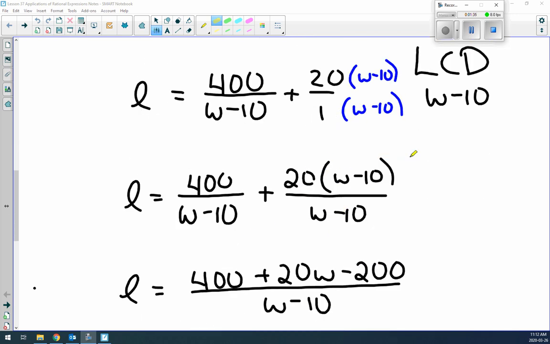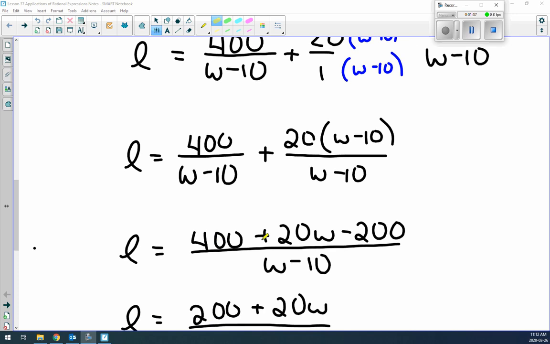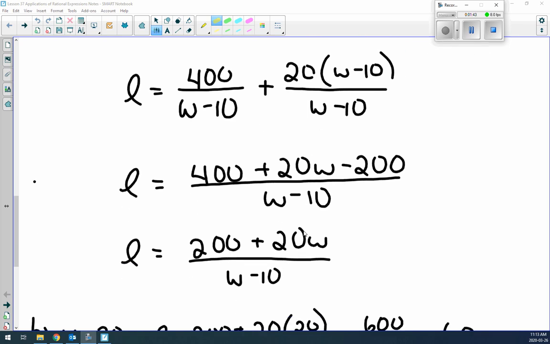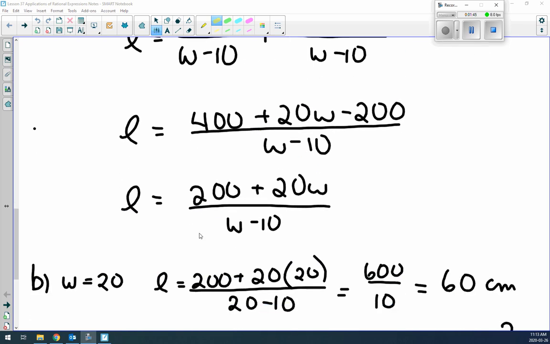We're going to have to distribute that. So we end up with 400 plus 20W minus 200, and then the bottom is just W minus 10. Now, look at this thing. We can reduce this down, collecting the 400 minus the 200, and we end up with 200 plus 20W over W minus 10. Okay, so that is just taking the formula and creating it so it's all L equals. That's all the question asked.